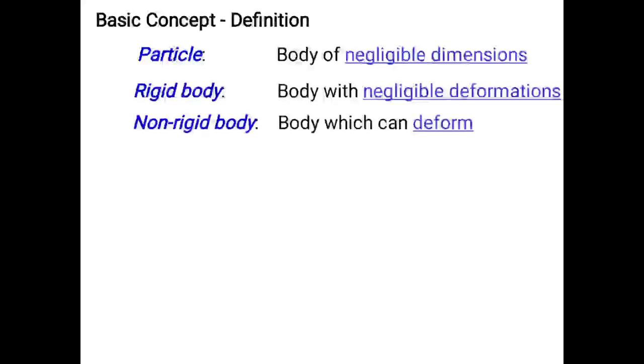Next one is the rigid body. Already I said it is a body which does not undergo any deformation. Next one is the non-rigid body, a body which can undergo deformation. When you apply a force on a body, it undergoes deformation, which is a change in the dimensions of the object.